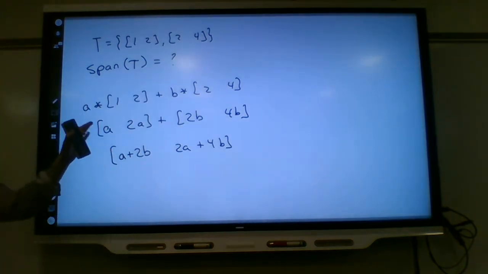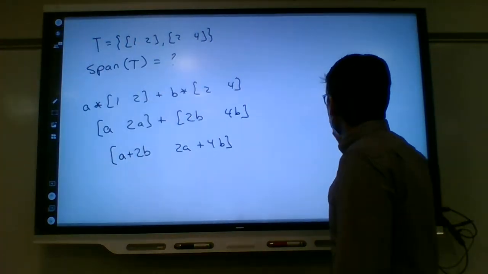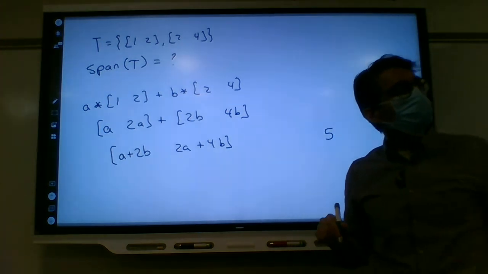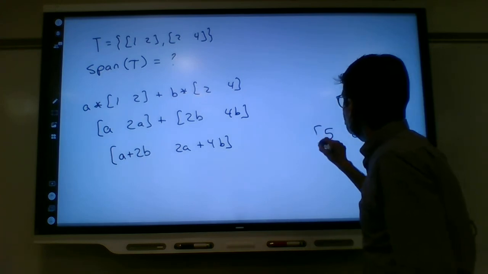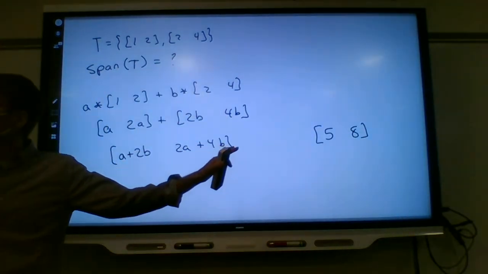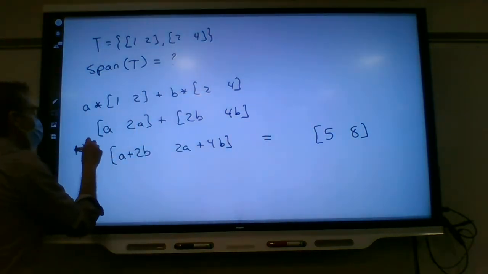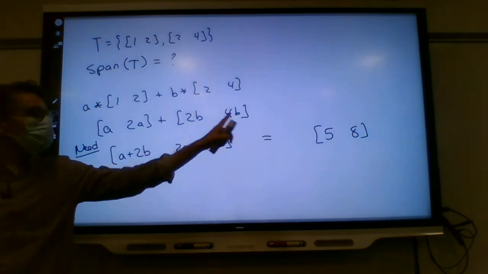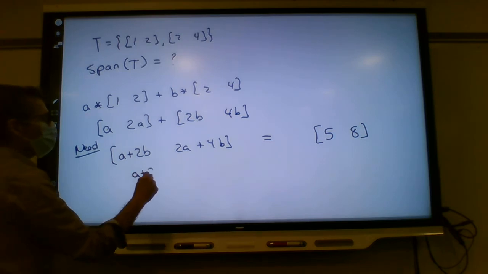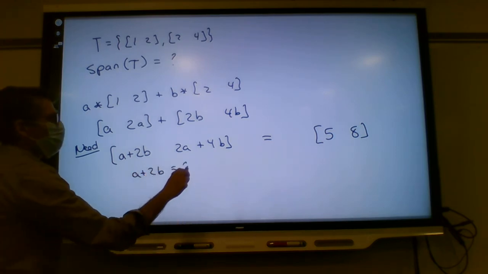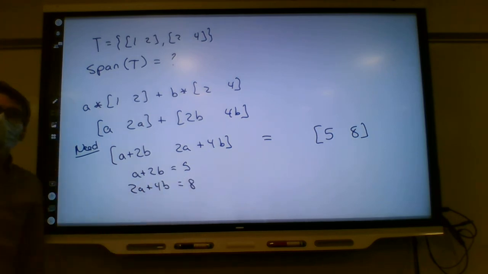So same situation. Okay, so let's see. Give me a number for the first coordinate, and give me a number for the second coordinate. 5 and 8? Yeah. All right. So we want to construct 5, 8 from this. So we need the things that we can construct to be that. All right, so what does that mean equation-wise? It means that A plus 2B has to be 5, and 2A plus 4B has to be 8.